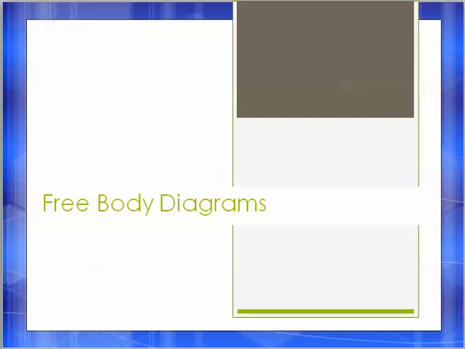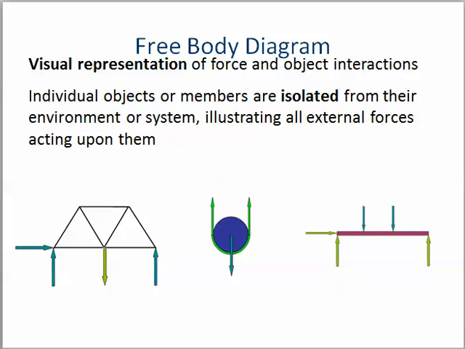Welcome back. Today we're going to be discussing free body diagrams here in POE. A free body diagram is a visual representation of forces and the object's interactions. Individual objects or members are isolated from their environment or system, illustrating all external forces acting upon them.